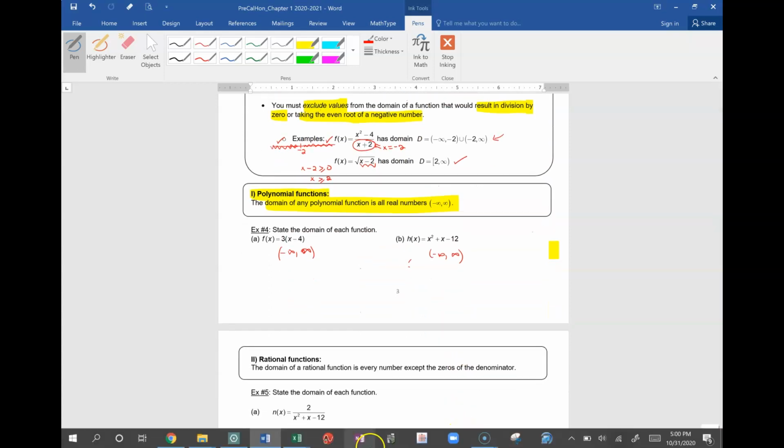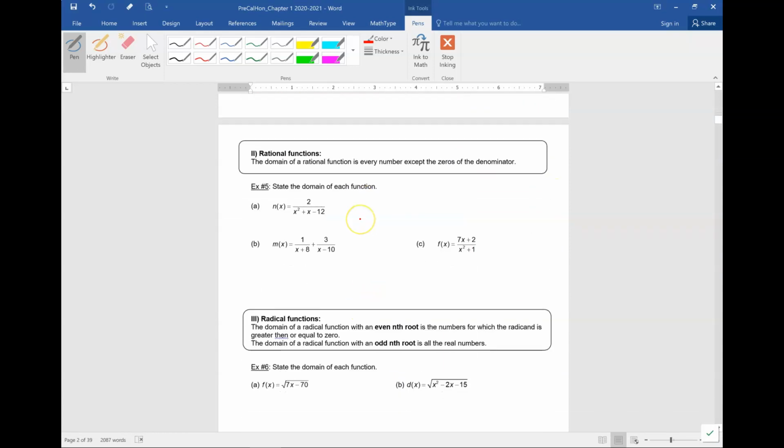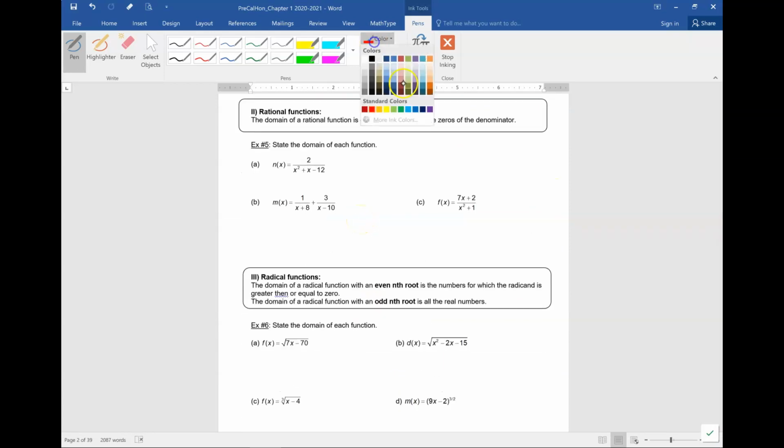Okay, now what's a little bit more interesting is rational functions. These are functions that have a variable in the denominator. The domain is every number except the zeros of the denominator. So what you want to do for any one of these is factor out the denominator. So let's factor this denominator. We're going to get x plus 4, x minus 3.